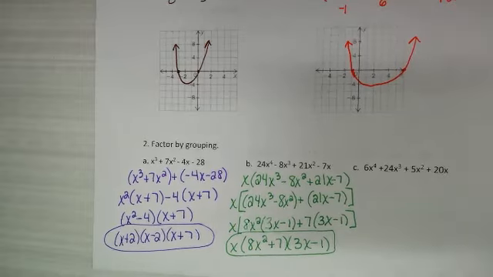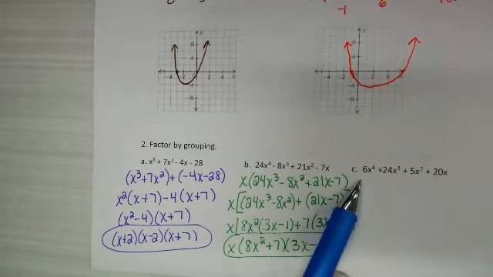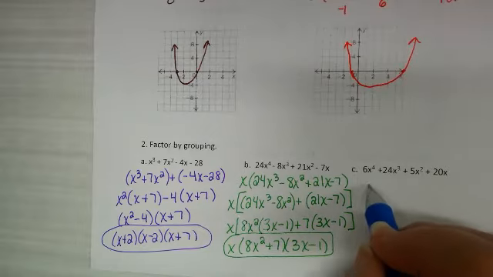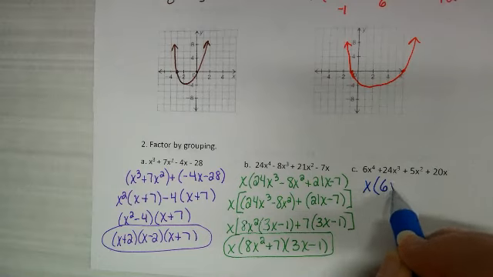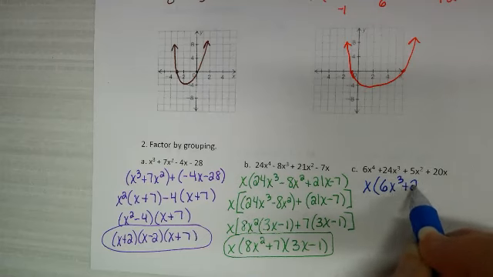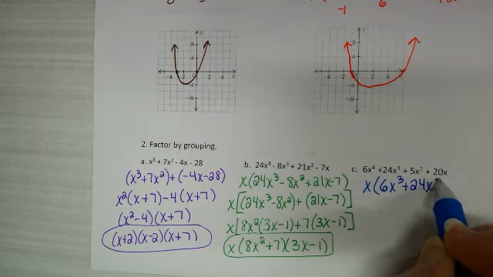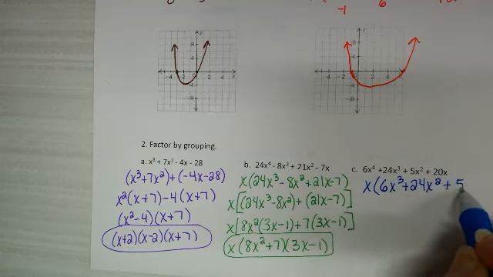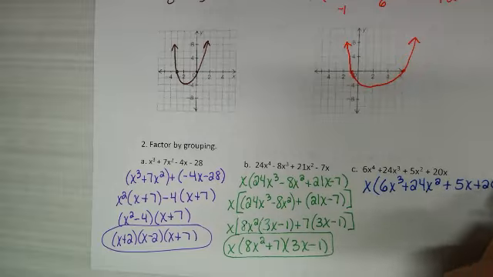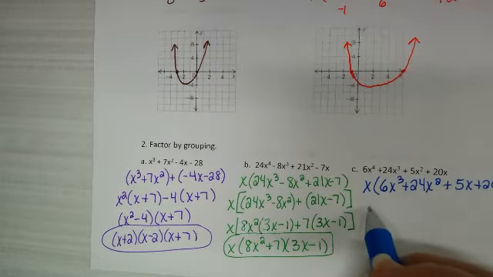All right, look at letter C. Notice they all have an x. So we're going to do the same thing. I'm going to factor an x out. And that'll leave me 6x to the third plus 24x squared plus 5x plus 20. And now we're going to group them together.